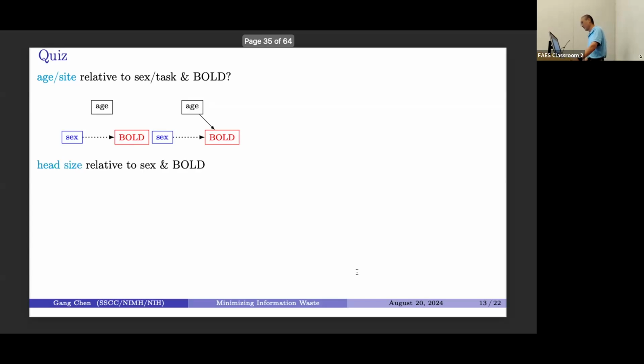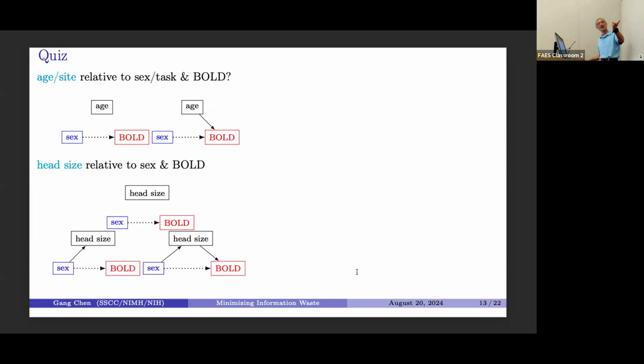So how about head size? In this data, they have a measure called brain volume. It's a popular one. If you read the literature, so many papers were published with head size as a covariate. Suppose we want to compare brain response between males and females. Is it a good idea to include head size as a covariate?